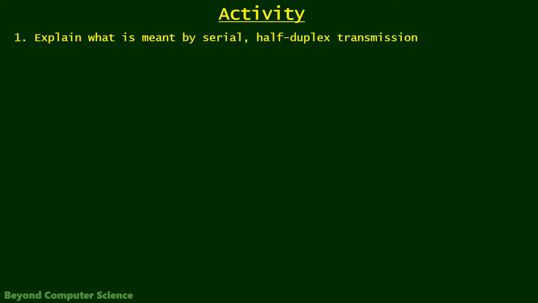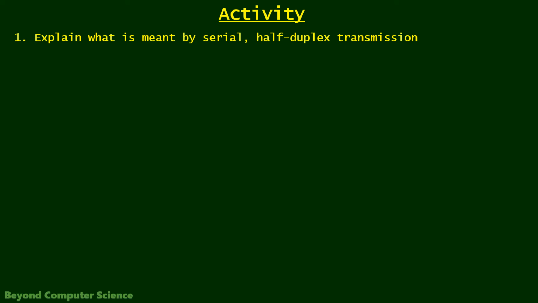Now we have an activity to check our understanding of data transmission methods and data transmission modes. Remember what we have studied so far. We have studied data transmission modes, which are simplex, half duplex, and full duplex. Then we have studied data transmission methods, which are serial and parallel. So let's understand the question. Explain what is meant by serial half duplex transmission. So a transmission which is serial as well as half duplex. Now you have to define it.